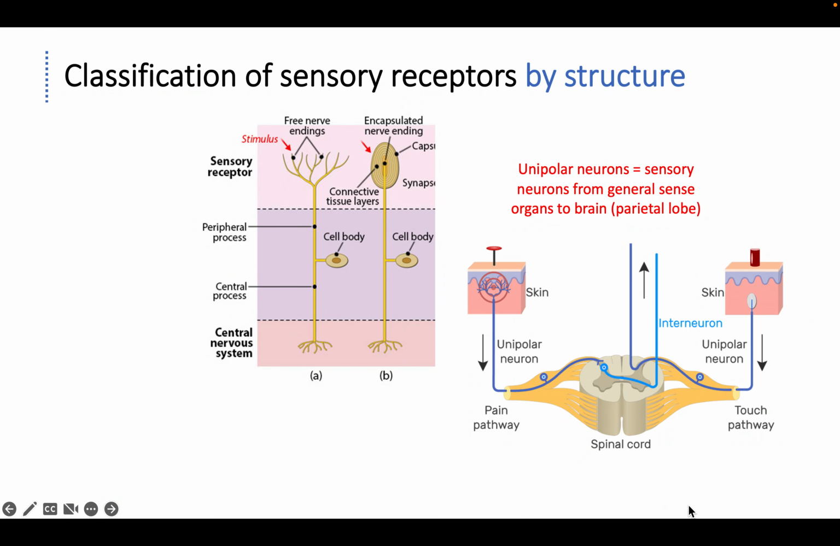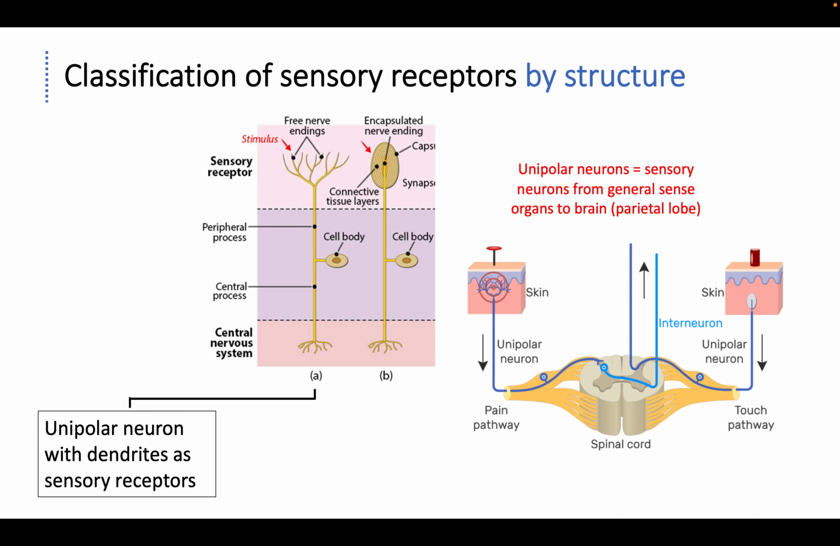All right, so here we're going to pick up with part two of our general sensation lecture, talking about some of the structural components and structural features of different types of sensory receptors, and then we'll go in and look at some examples of specialized sensory receptors.